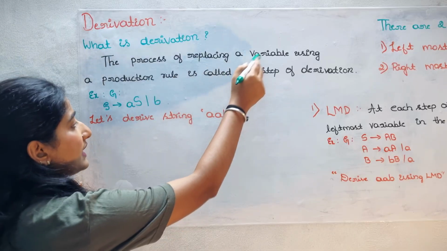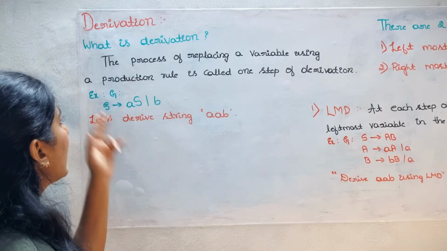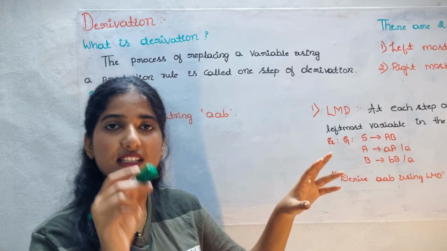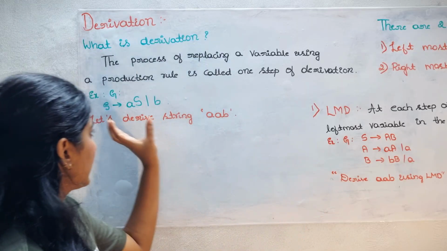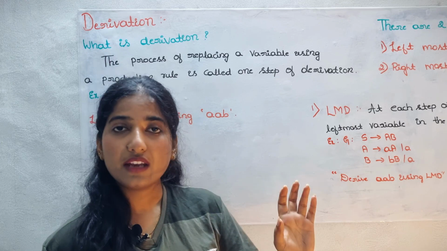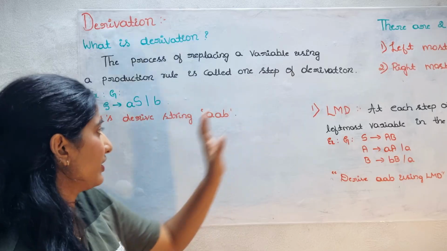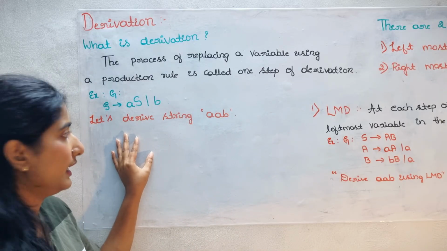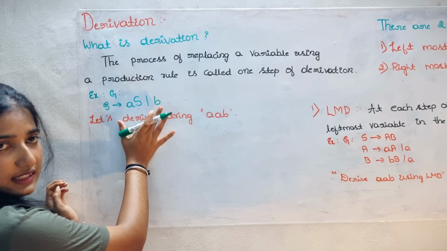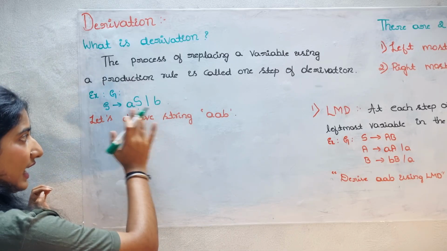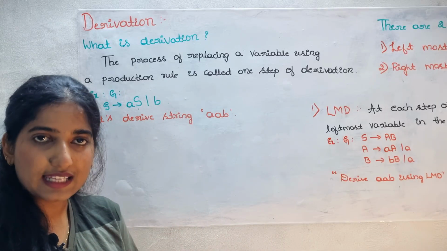So here we are replacing a variable. Look here, here we have a variable. We have to replace it using a production rule, that is, alpha tends to beta. There will be rules. This is a rule. We are using that rule and this is called one step of derivation. So that will be clear here. If we have S derives aS or b, this is the production rule. S derives either aS or b, or we can say S derives both aS and b.